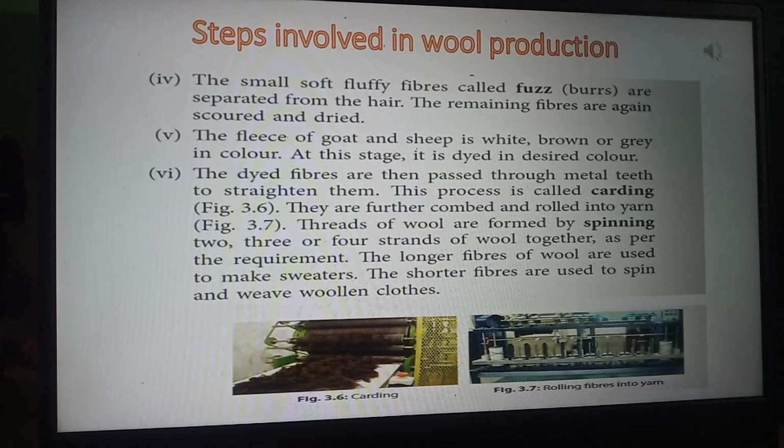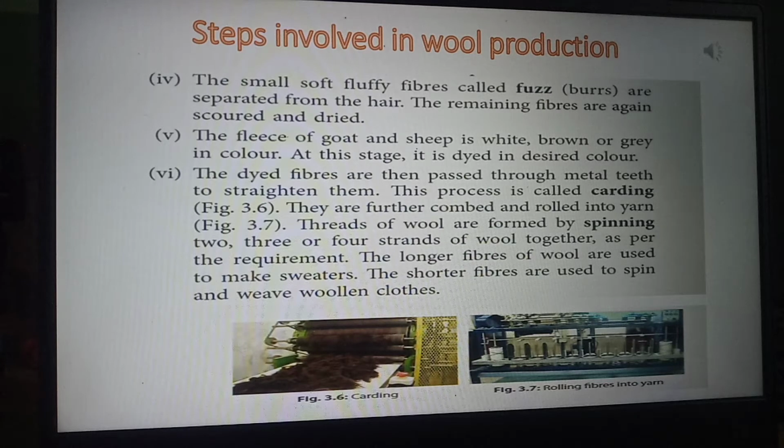Okay. The longer fibers of wool are used to make sweaters. जो लंबी लंबी fibers होते हैं ना, the longer fibers of wool are used for making sweaters. And the shorter fibers, the छोटे छोटे fibers हैं, उनसे क्या बनेगा? They are used to spin and weave woolen clothes. I hope I am clear. I will repeat. The longer fibers are used to make sweaters. The shorter fibers are used to spin and weave woolen clothes.